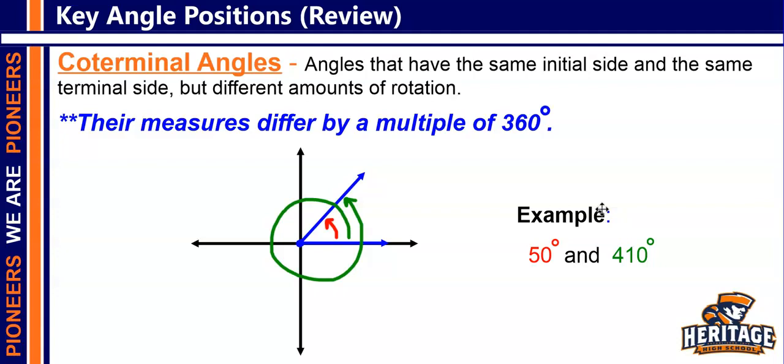First thing we'll review is coterminal angles. The big thing is where two angles differ by a multiple of 360. So an example is where 50 degrees and 410 degrees differ by a full rotation.